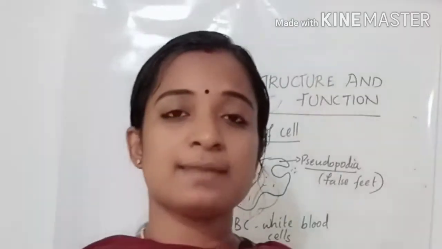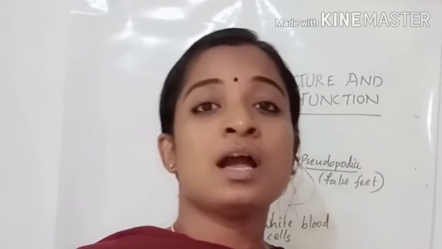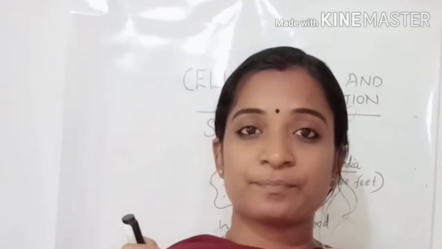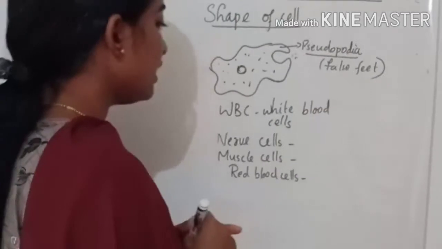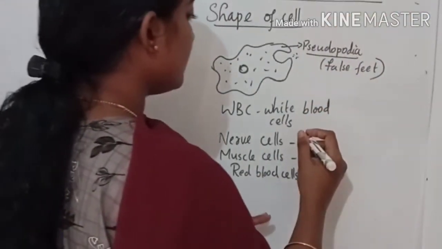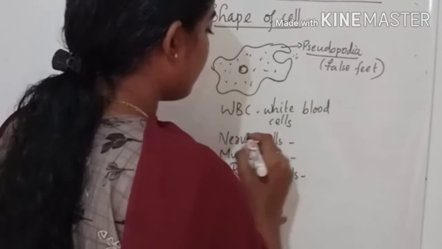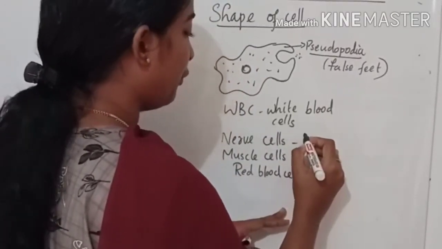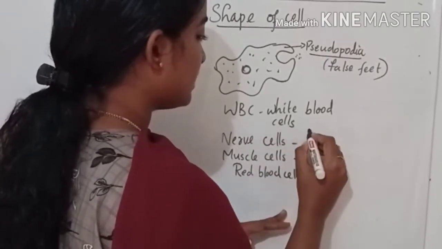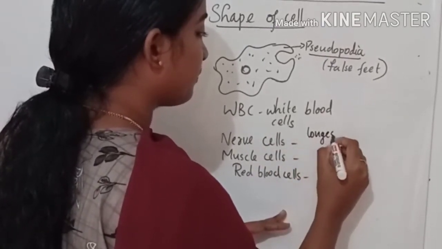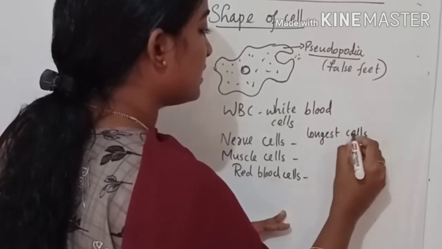Cells can be seen as long, and the tip may be pointed, so we can call it spindle shaped, or some cells are spherical or rounded. So let us discuss. Here, the nerve cell is the longest cell present in the body of a living organism. So nerve cell can be written as the longest cell.